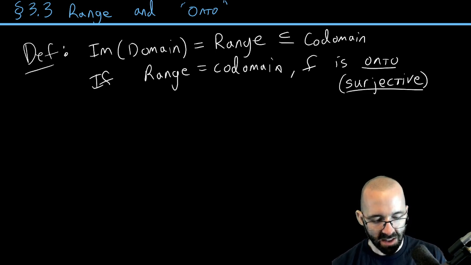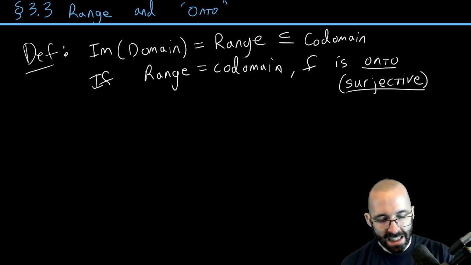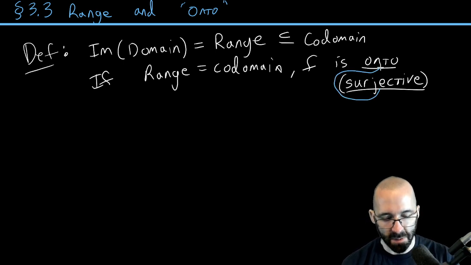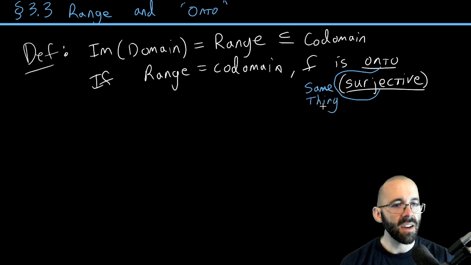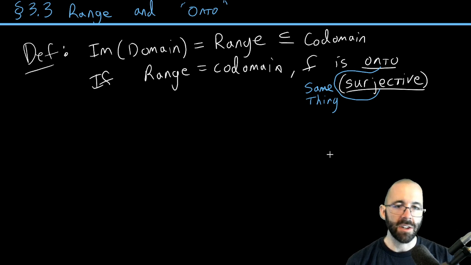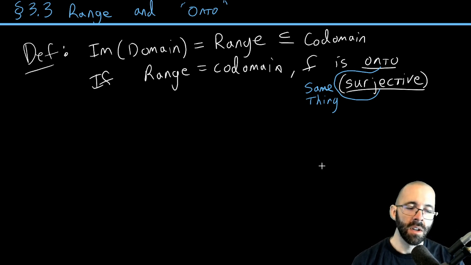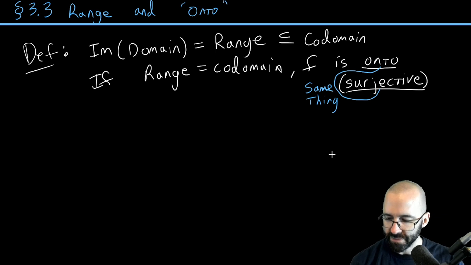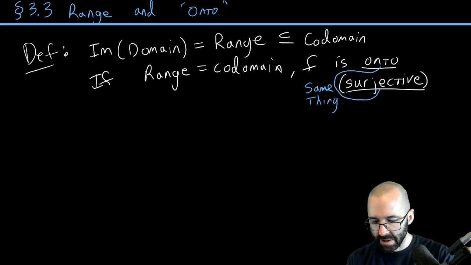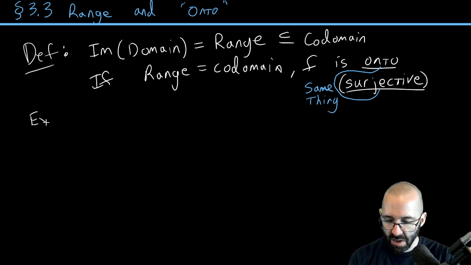Surjective and onto mean the same thing. These mean exactly the same thing. Not like mostly the same thing, they mean exactly the same thing. Onto and surjective, we'll use them interchangeably. The book uses onto, but you should also know what the word surjective means. I'll try to use both. Okay, so let's just have an example, and then that's this video. Hopefully it should be nice and easy.